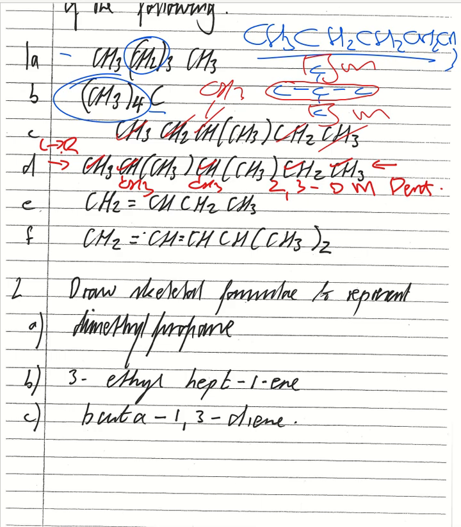This one is pretty straightforward, it just has a double bond here, so it's all straight chain, 4 carbons in it. The double bond is between number 1 and 2, so that is just but-1-ene.